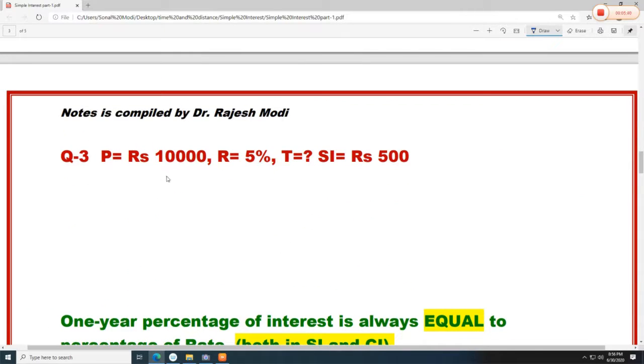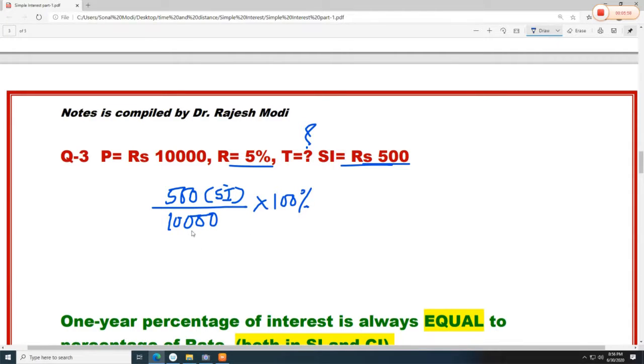So principal amount is 10,000, rate of interest is 5%, time is not given, and simple interest is already given, it is 500. Now 500 is your simple interest on an investment of 10,000. So you have to find out for 100%.